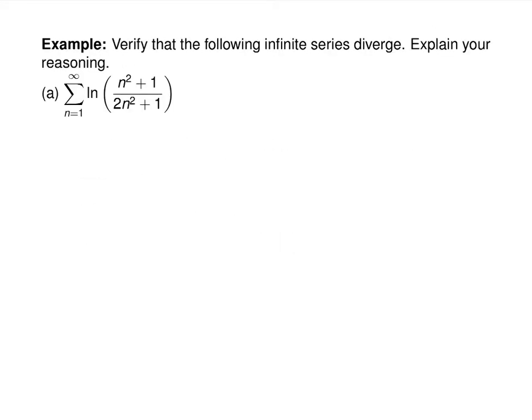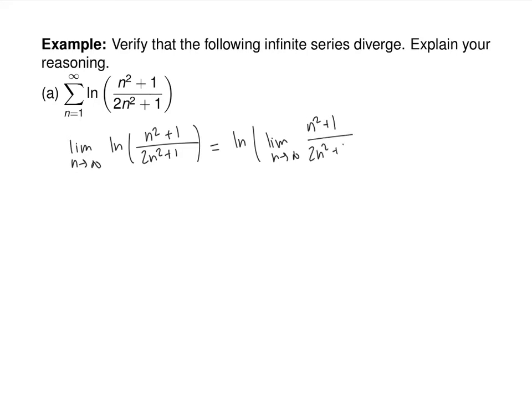So next, verify that the following infinite series diverge. Explain your reasoning. For this first one, a way to prove divergence is to use the test for divergence. We're going to find the limit as n goes to infinity of the terms in this sequence. That's the same thing as ln of the limit as n goes to infinity of (n squared plus 1) over (2n squared plus 1). So that's natural log of 1/2, and whatever that is, it's not equal to 0. Natural log of 1 is 0, but natural log of 1/2 is not 0.